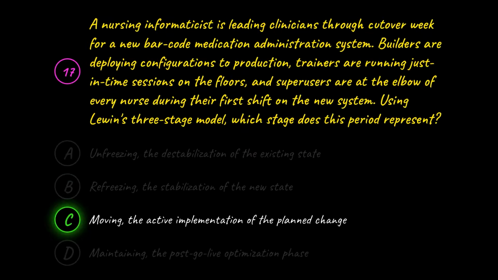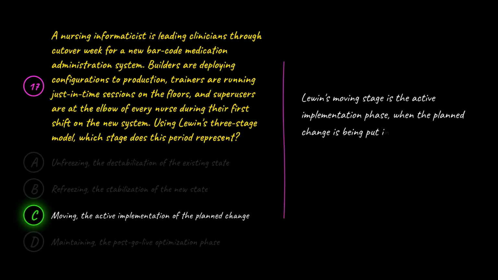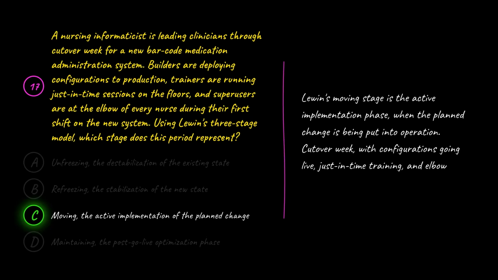The correct answer is C. Moving, the active implementation of the planned change. C is correct because Lewin's moving stage is the active implementation phase, when the planned change is being put into operation. Cutover week, with configurations going live, just-in-time training, and elbow support, is the textbook moving stage.